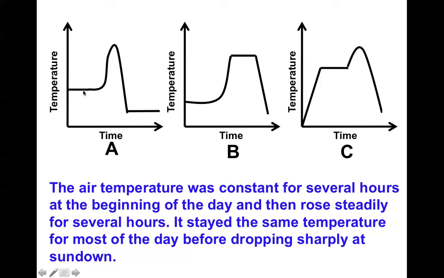Notice they all start this way. This one starts constant. This one increases, so I know it's not C. This one, they both rise sharply, and then it stayed the same temperature for most of the day before dropping sharply. And that's how I know B is my answer.